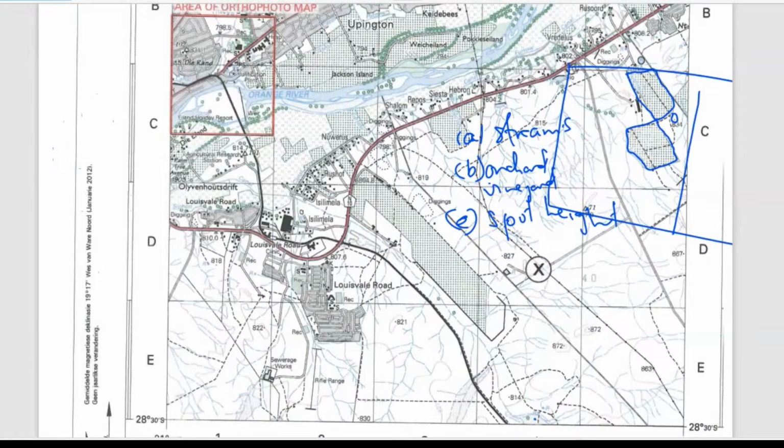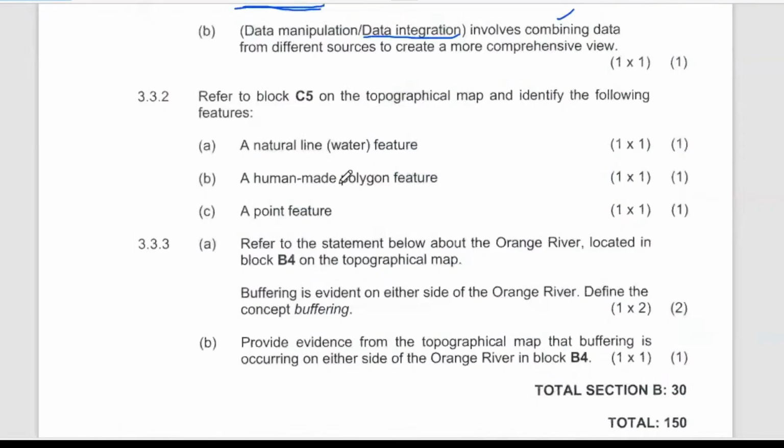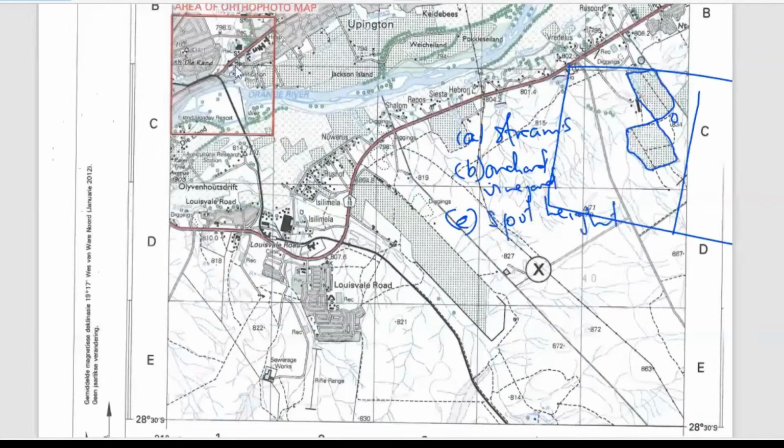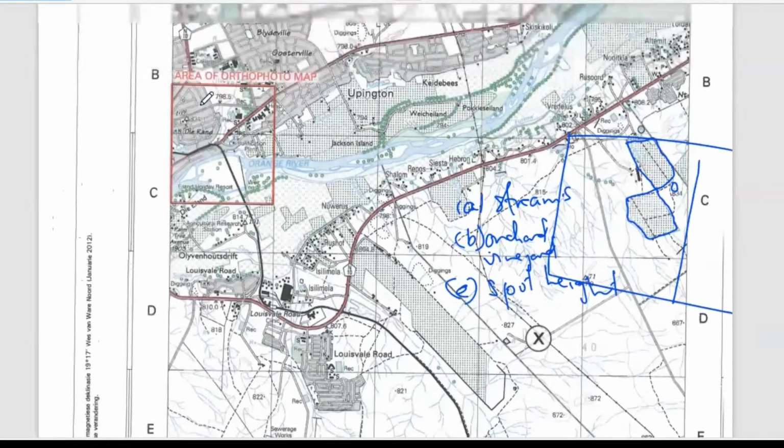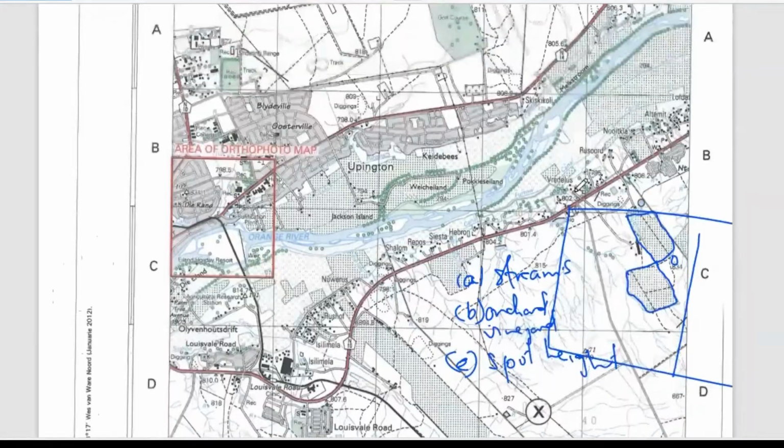Moving on to the next question. The next question says, refer to the statement below about the Orange River located in block B4 on the topographic map. We want to analyze our Orange River in block B4. For block B4, we are referring to this block here. This is our block of reference. The question says buffering is evident on either side of the Orange River. Define the concept of buffering.